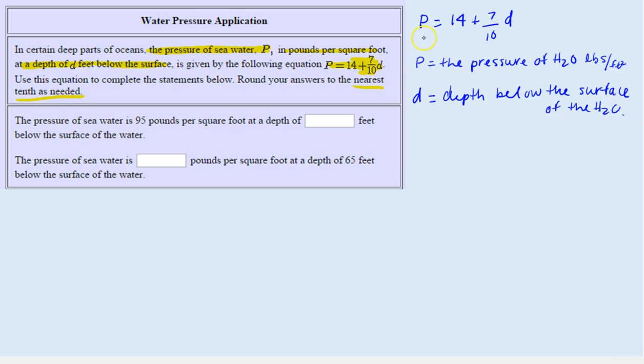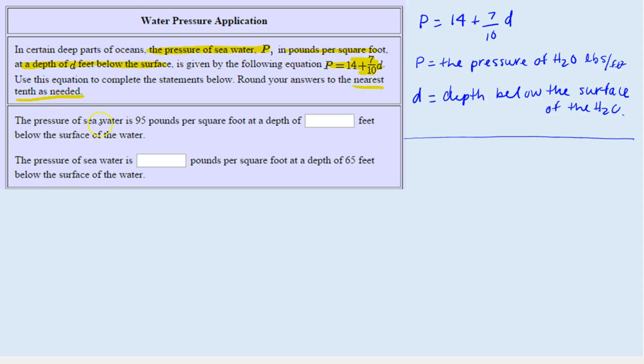So let's just take a second to think about this formula. We would take the depth below the surface of the water, measured in feet. We'd multiply that by 7/10 and then add 14, and that gives us the pressure of the water in pounds per square foot. So now let's use this information to answer the questions.